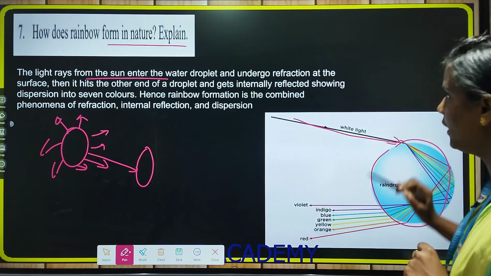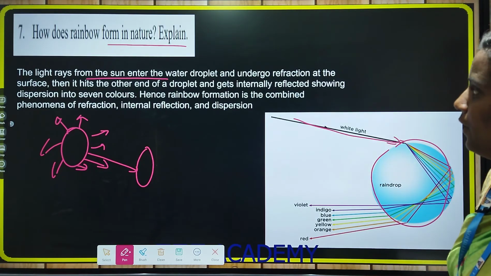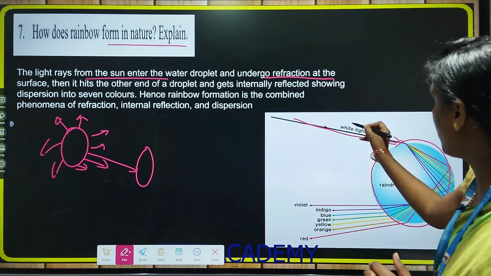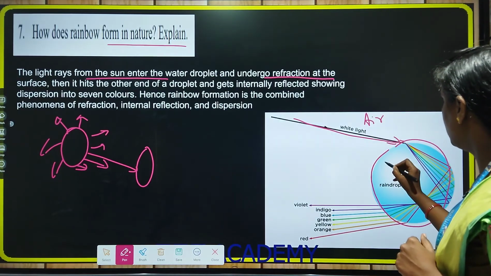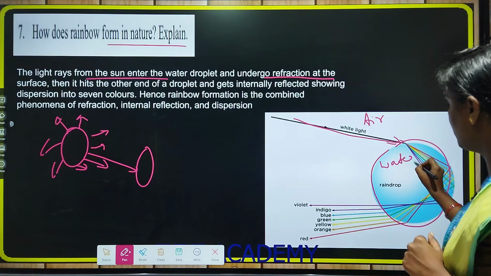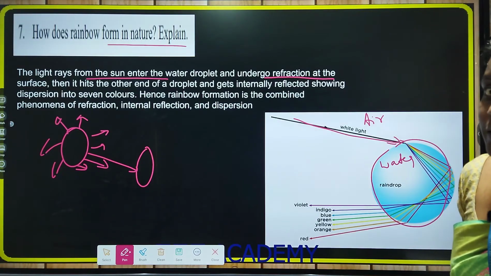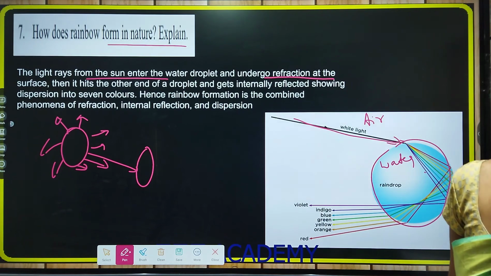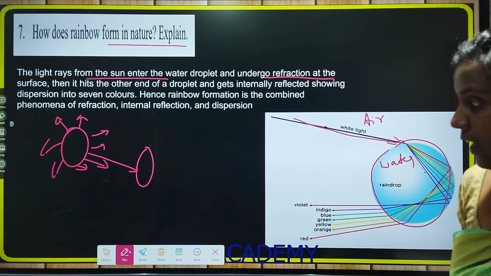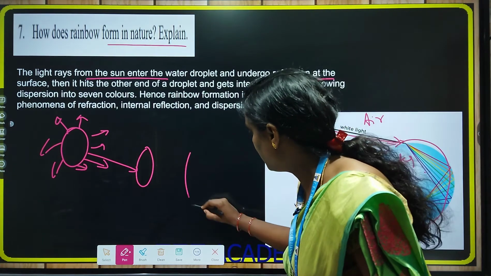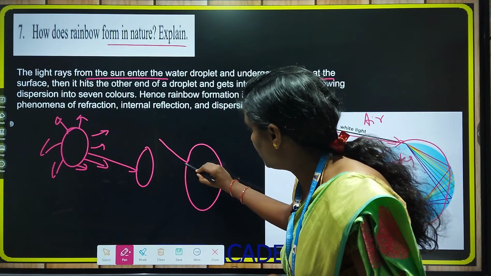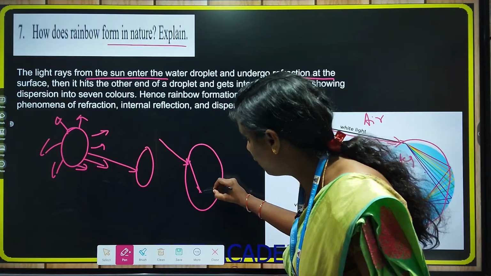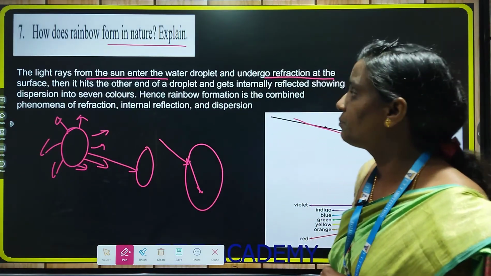It is entering into the droplet where it undergoes refraction at the surface. So, this is the air medium and this will be the water medium, no? That is the denser medium. So, what happens when the light rays enter from the air medium into the water medium, children? It is going to refract, right? So, if I take this as the water droplet, and light rays are entering, what happens? Here it is going to refract, right?